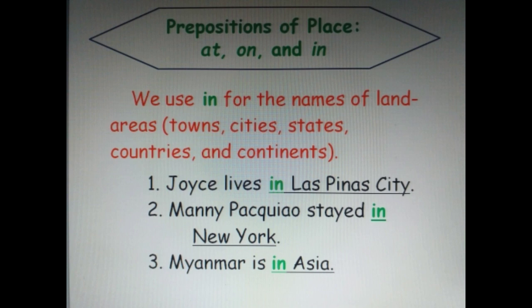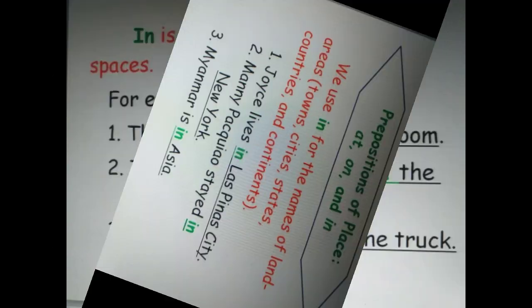Example number 1. Joyce lives in Las Piñas City. So we use in plus a city, which is Las Piñas City. So in Las Piñas City. Sentence number 2. Manny Pacquiao stayed in New York. So our preposition of place here is in plus New York, which is also a city. Next, Myanmar is in Asia. So in plus a continent, which is Asia.